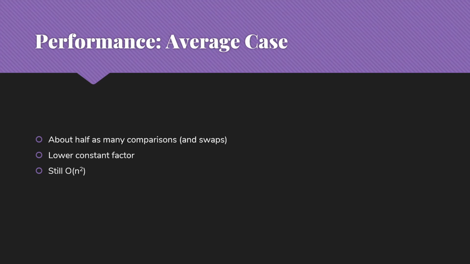Now, in the average case, we're going to end up with about half as many comparisons and swaps. Now, remember, this is for the improved bubble sort. Naive bubble sort will always do all of those comparisons. It will do fewer swaps, but all the comparisons. This will be a lower constant factor, but it's still big O of n squared.